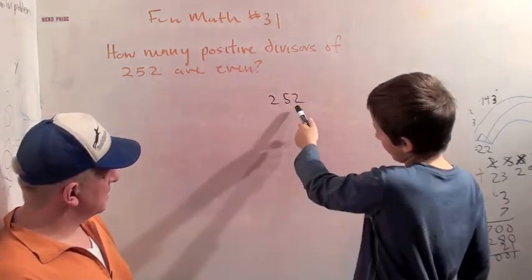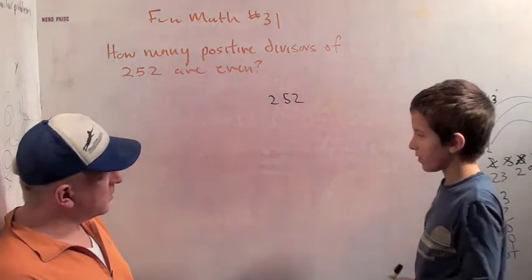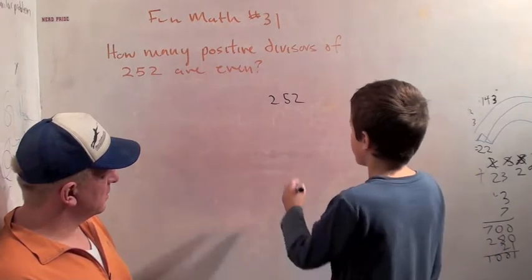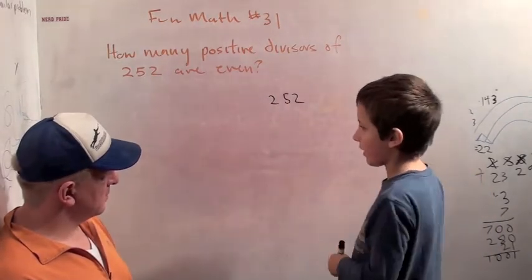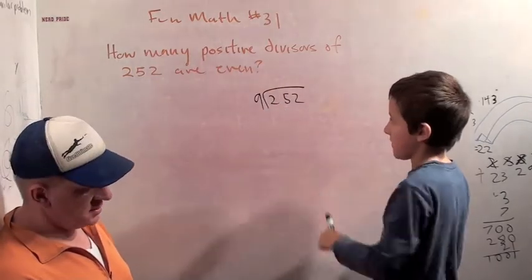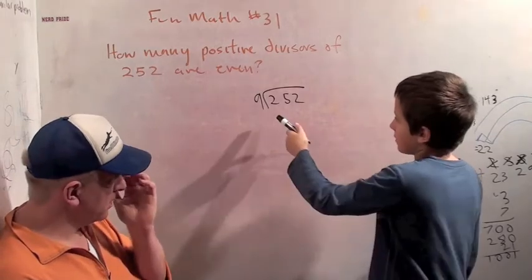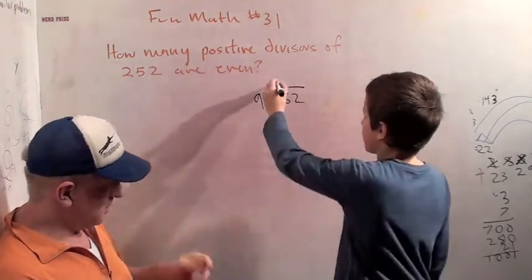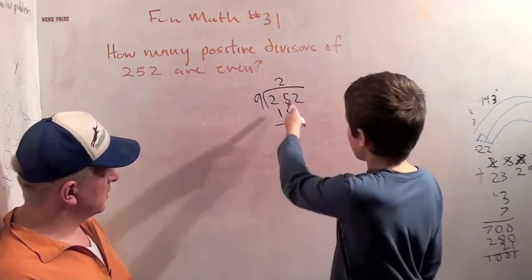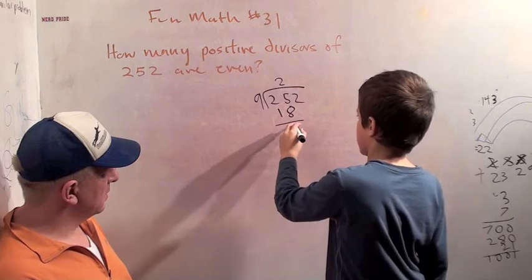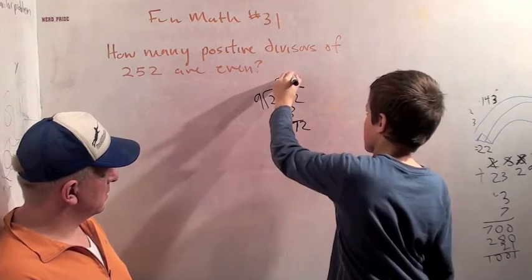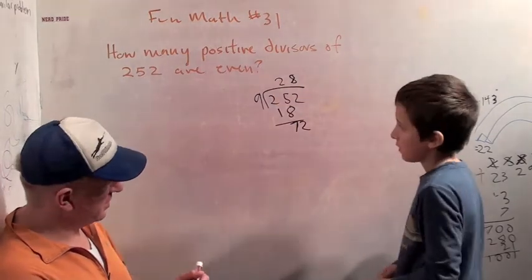Well, I know it's divisible by 9. Oh, divisible by 9, okay, that's a good start. How did you know it was divisible by 9, by the way? Because the sum of the digits is divisible by 9. Sum of the digits is 9, okay. So 9 into 25 is 2, 18. 25 minus 18 is going to be 7. Bring down the 2. That's 8. Alright, so 252 is 9 times 28.